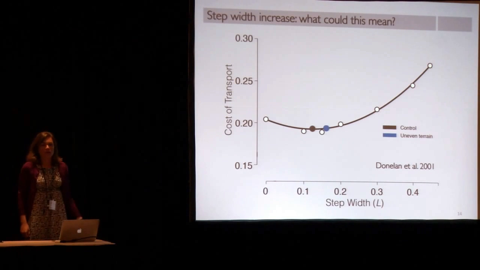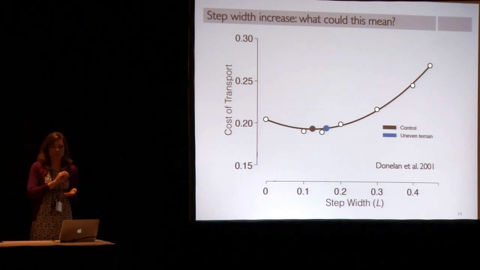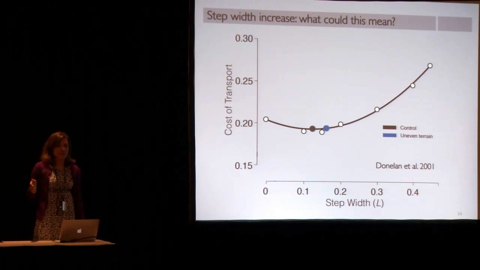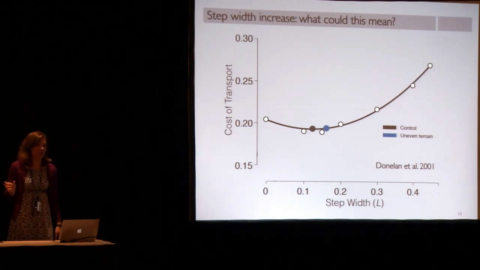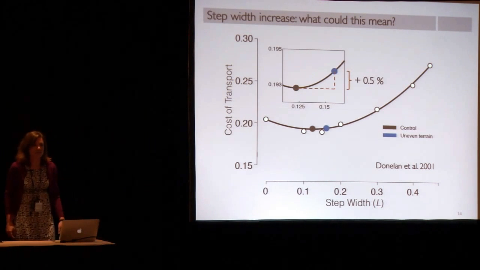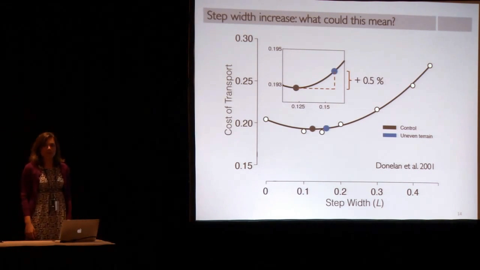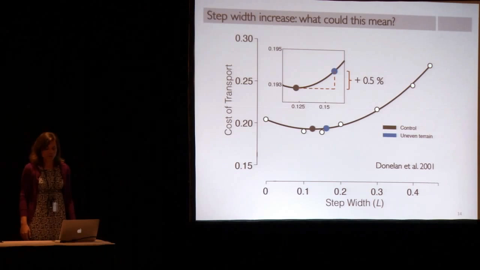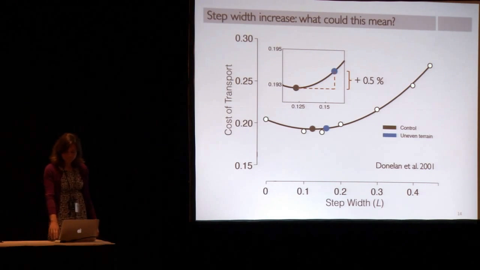So the gray dot is the level ground. It's going to be the most efficient, the bowl of that curve. And then the blue dot is 30% larger step width. And they're really close. You can zoom in a lot and see a difference, but it's only about a 0.5% increase in cost of transport. So maybe step width doesn't cause quite as big of an energetic difference as we thought.